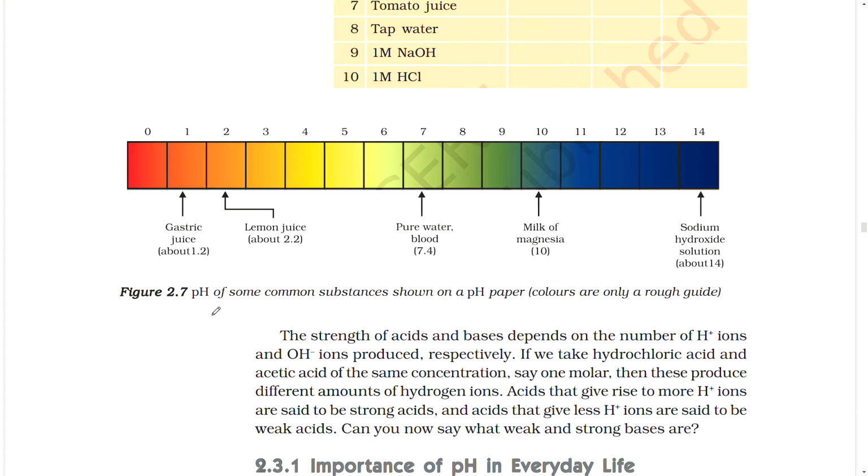Figure: pH of some common substances shown on the pH paper. Colors are only a rough guide. Gastric juice about 1.2, lemon juice about 2.2, pure water 7, blood 7.4, milk of magnesia 10, sodium hydroxide solution about 14.